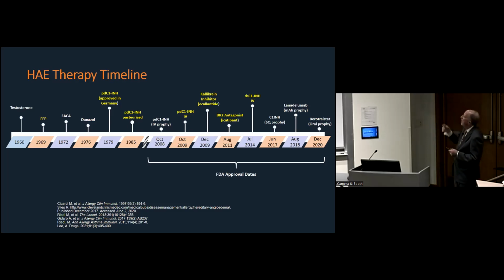The things in yellow are the things that we use for treating an attack when they occur, or on-demand therapy. The ones that are in white are those that are used for prophylaxis. We also figured out in 72 that the antifibrinolytics like epsilon aminocaproic acid or tranexamic acid helped some of these folks. And then danazol, a better androgen than testosterone, if you will, was introduced in 1976.